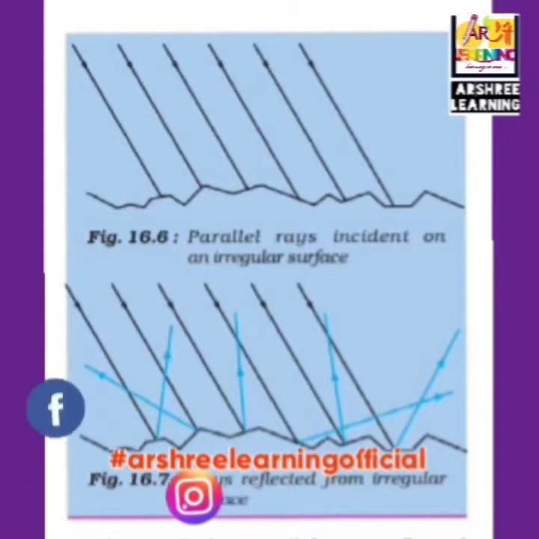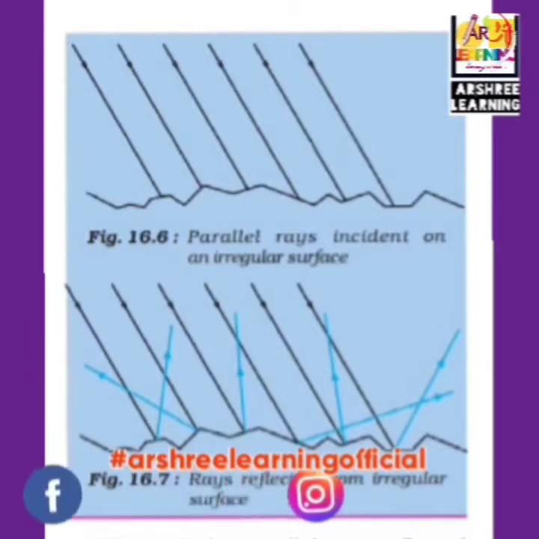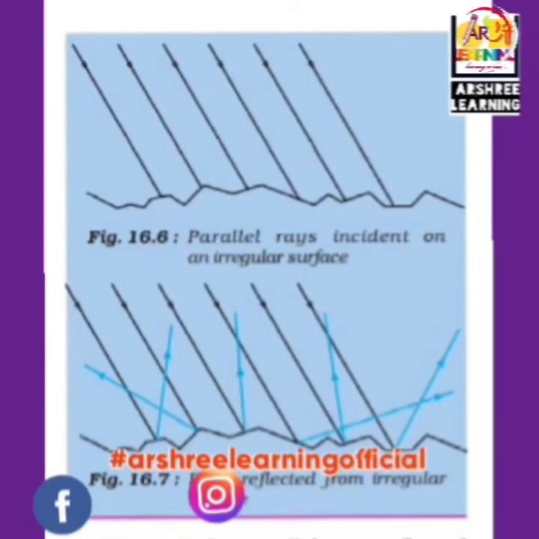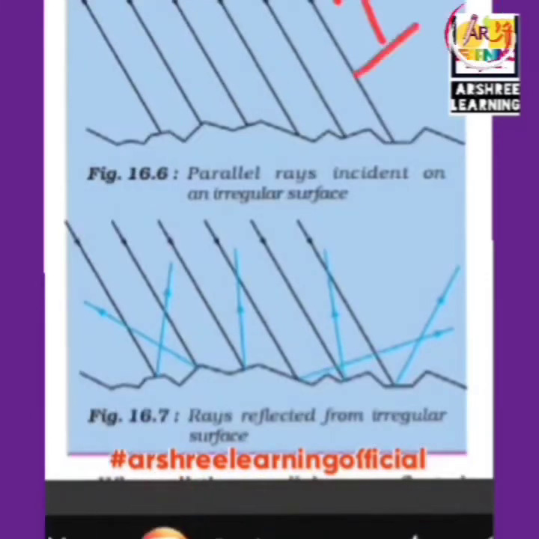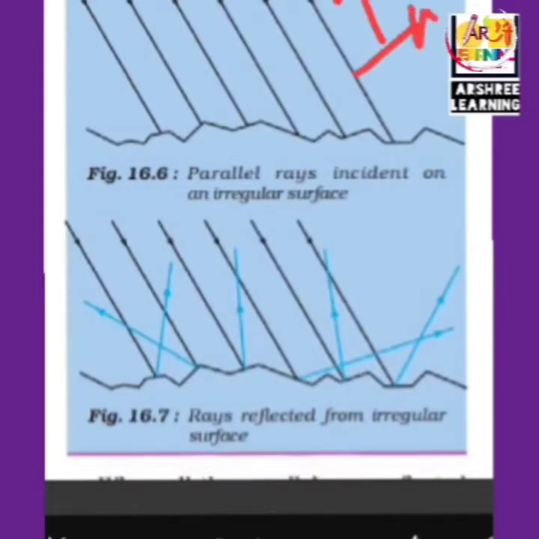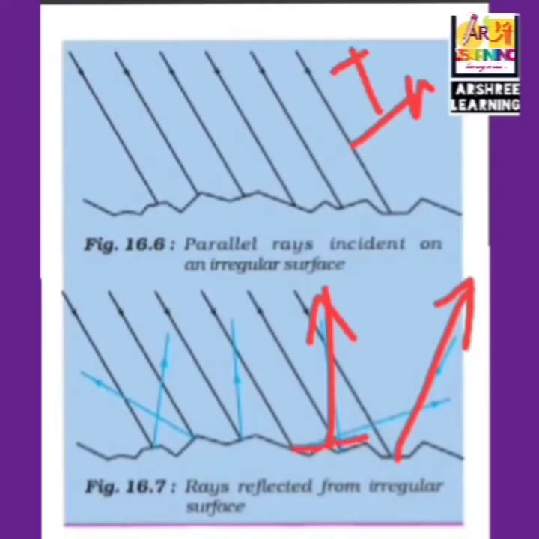So in the first picture, the rays of light which are shown are parallel, so they are called the incident rays. These are the incident rays which are falling on the mirror and they are shown parallel. When these rays of light fall on the surface, they are reflected in different directions. One ray is reflected in this direction, the second ray in another, the third ray in another direction. So all the rays are reflected in different directions.